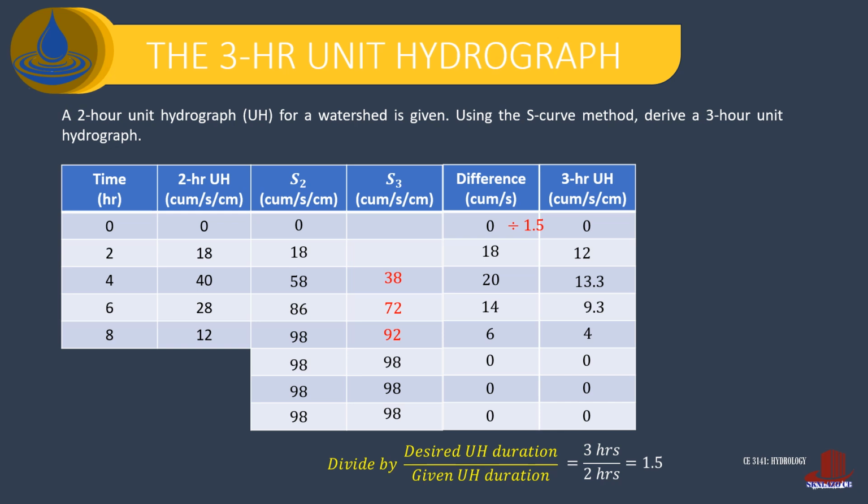The placement of the 3-hour S-curve does not matter much, but the values are interpolated using linear interpolation, although the coordinates are plotted on a curve. So the resulting unit hydrograph is an estimate.